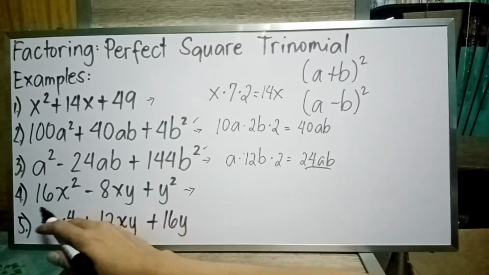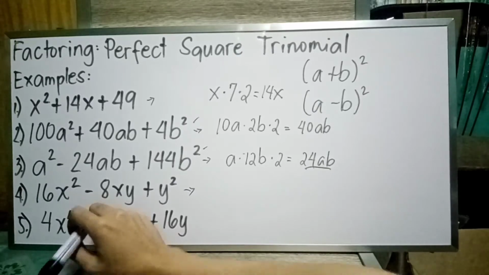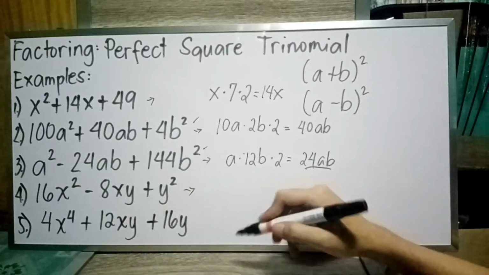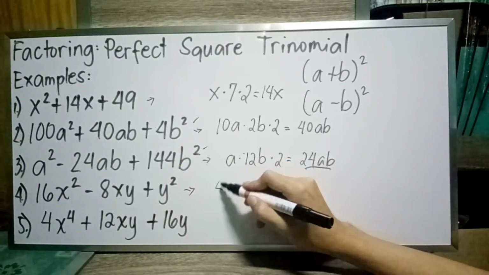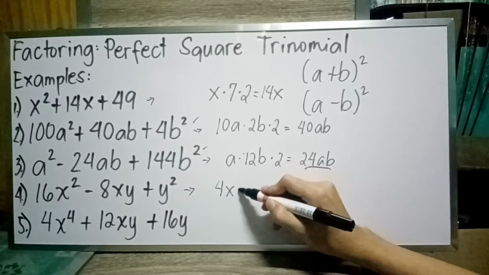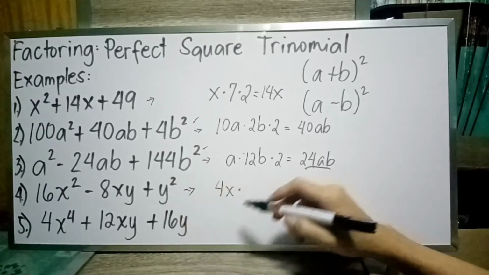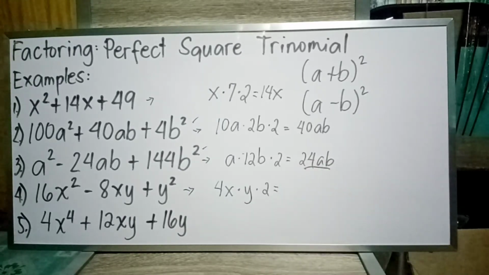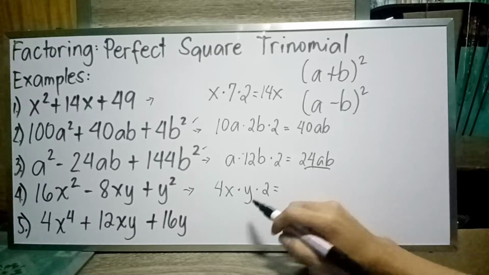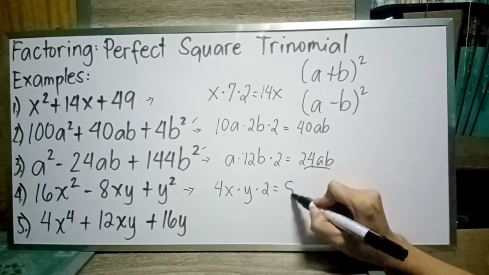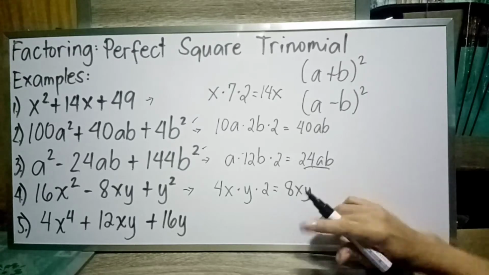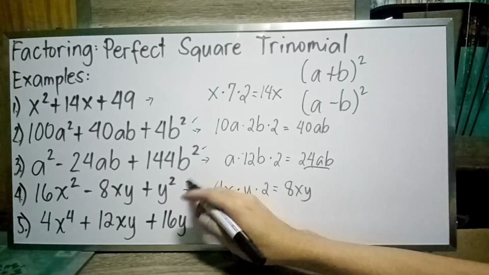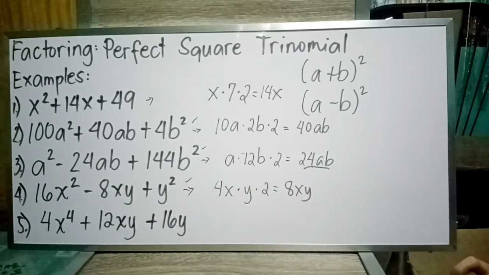Next, 16x squared minus 8xy plus y squared. So the square root of the first term, 16x squared, that is 4x, times the square root of y squared, that is y, multiplied by 2. So 4x times y times 2, that will become 8xy. 8xy is the middle term. Therefore, this is also a perfect square trinomial.